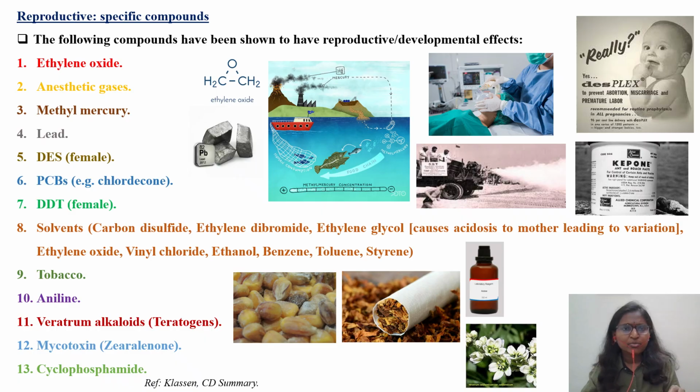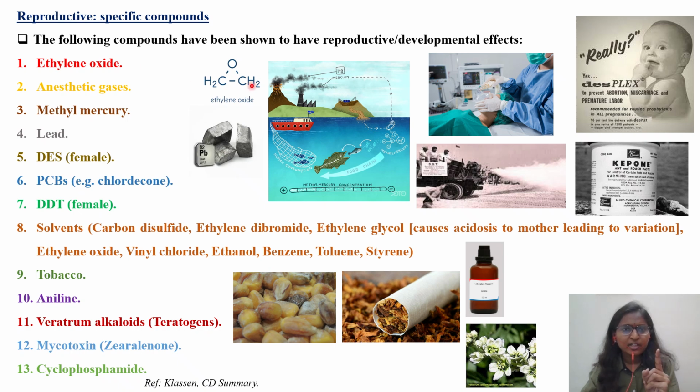I have listed out some of these, also taken from the Casarett and Doull summary. Very quickly I will run through, so you can pause the video and open your Google or any textbook and read in detail. The following compounds have been shown to have reproductive and developmental effects. So try to read. This is the list of chemicals which have caused reproductive and developmental toxicity.